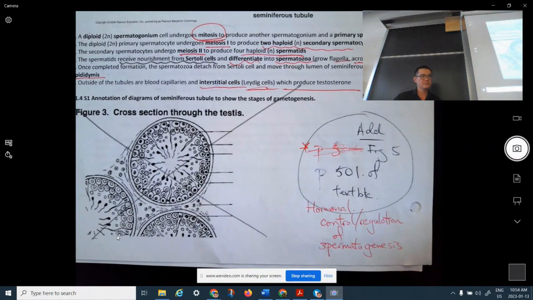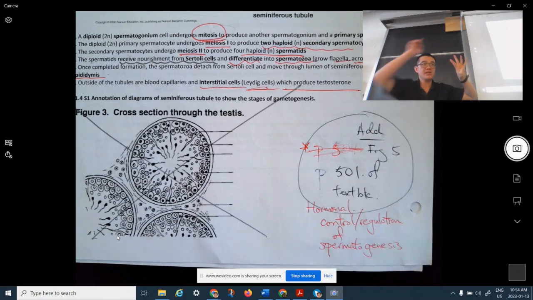Before we get there, while you're copying that down, there is a reason why we talk about the menstruation cycle first. In some ways it is more complicated. Now let's see, what are the 4 hormones that we have learned from the menstruation cycle? Progesterone. Good. FSH, LH, estrogen, progesterone.